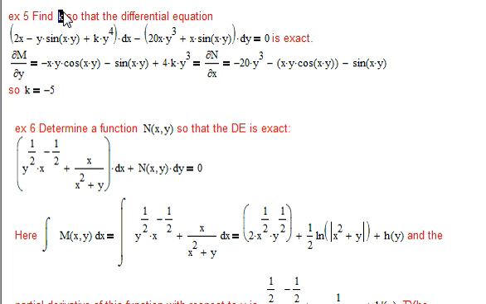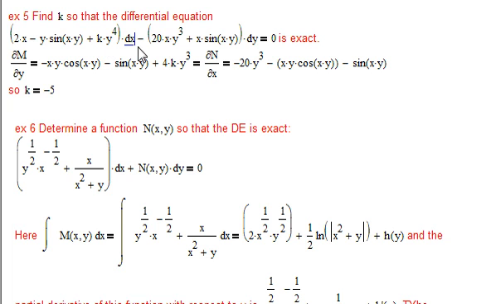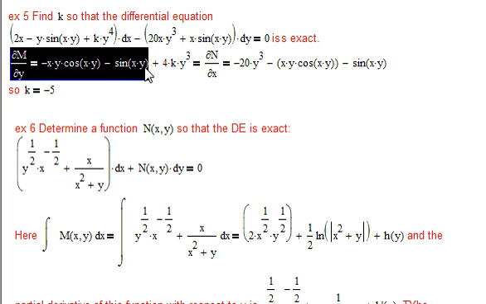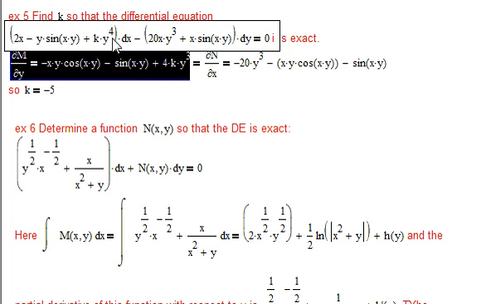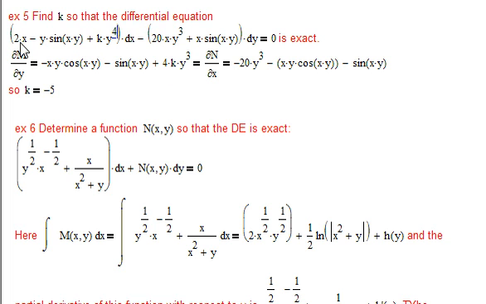Find k so that the differential equation (2x minus y times sine of xy plus k times y to the fourth) dx equals (20xy cubed plus x times sine of xy) dy equals 0 is exact. So what do we have to do? Well, you take a partial of this one with respect to y, right? You get a 0 from this. Partial of this with respect to y will require the product rule here.